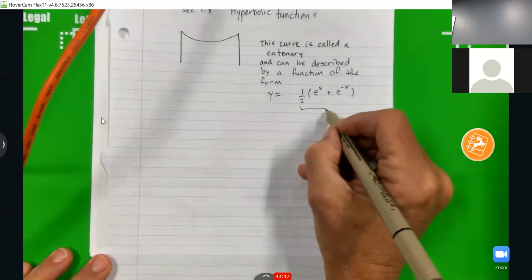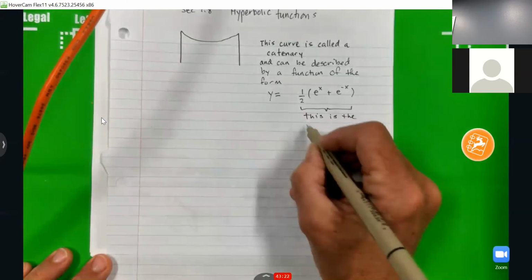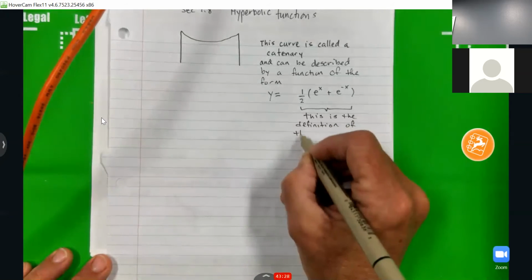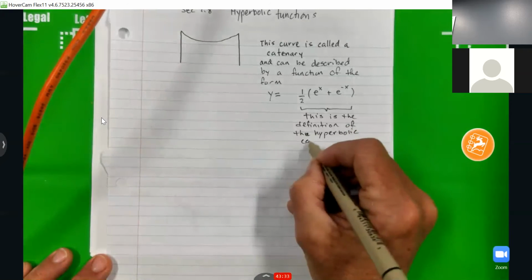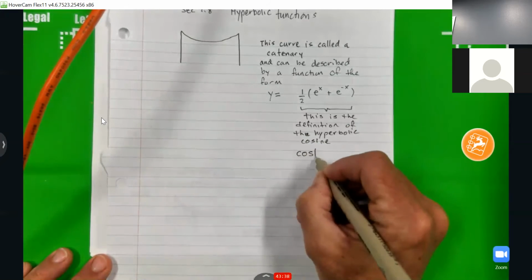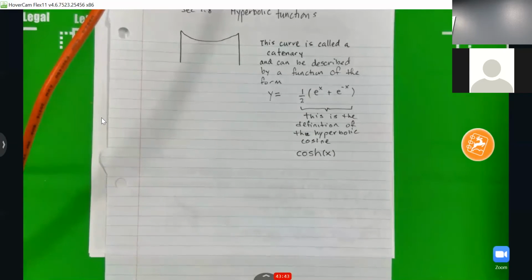This expression is the definition of the hyperbolic cosine function. We write the hyperbolic cosine as COSH of the independent variable x. You either read that as hyperbolic cosine or you just read it as cosh. The cosh of x is that linear combination of 1/2 e to the x plus e to the negative x.